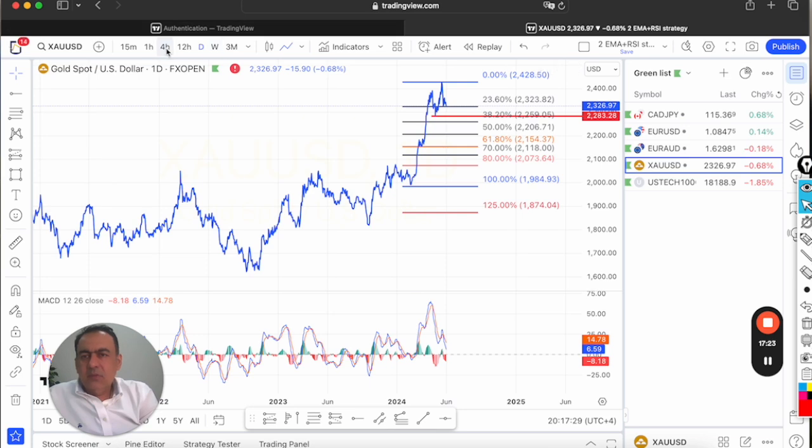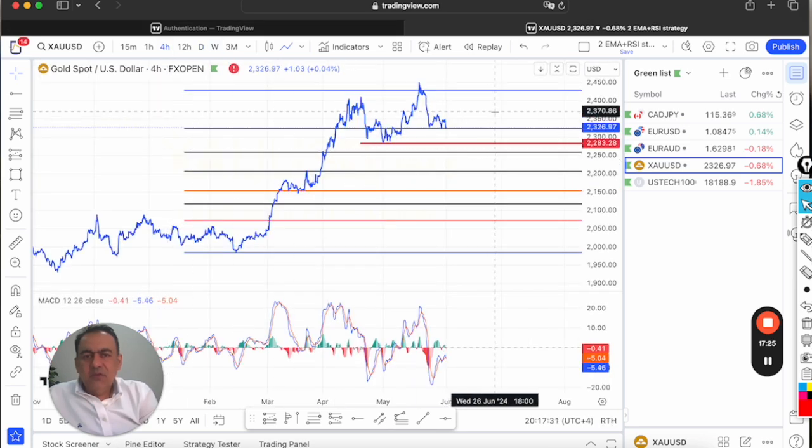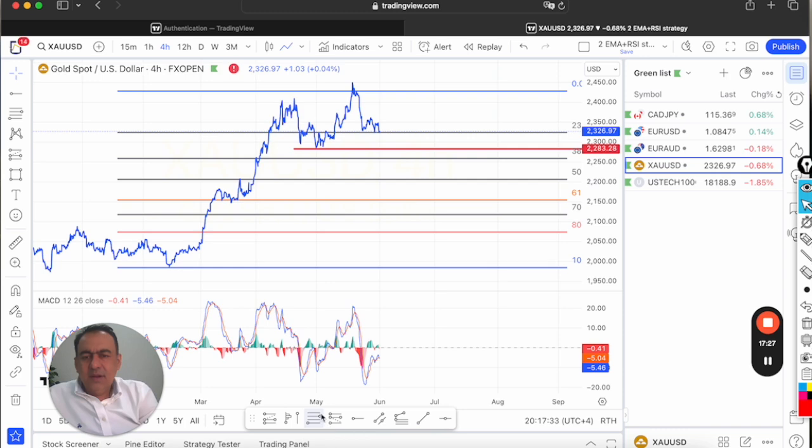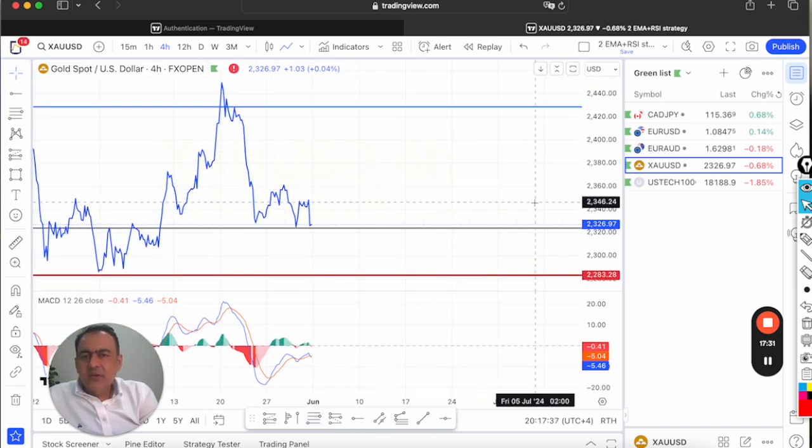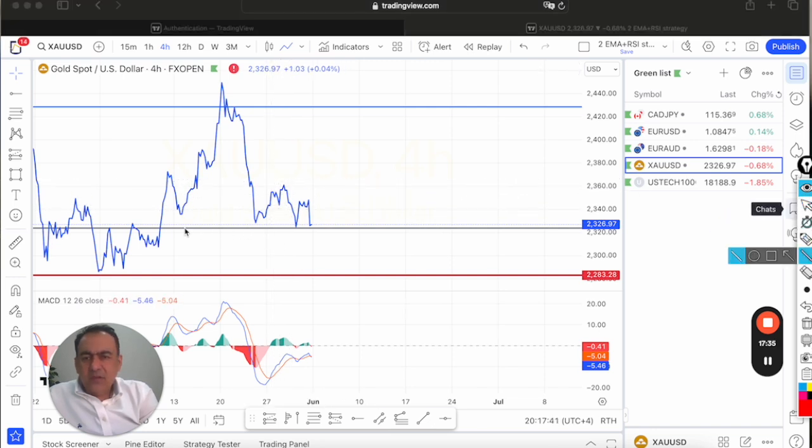Let's go back to 4 hourly chart. Based on 4 hourly chart, I can see that the sellers are enjoying their control. So it bounced back from this 23% support level, but it was a short-lived bounce, and this resistance still holds.